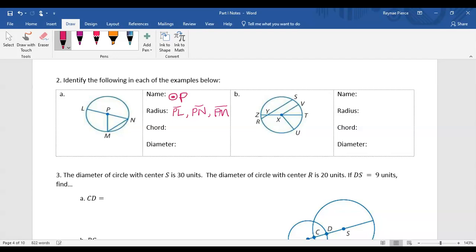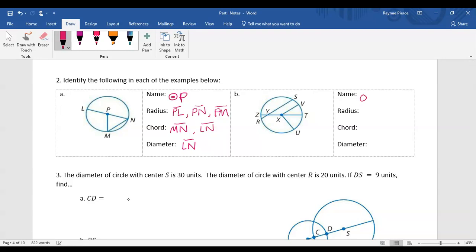Okay. A chord is any line segment whose points are on the circle. So MN is a chord. LN is also a chord. Okay, but the diameter is a special chord because it passes through the center. Okay. We'll just name one of each over here in this second part.